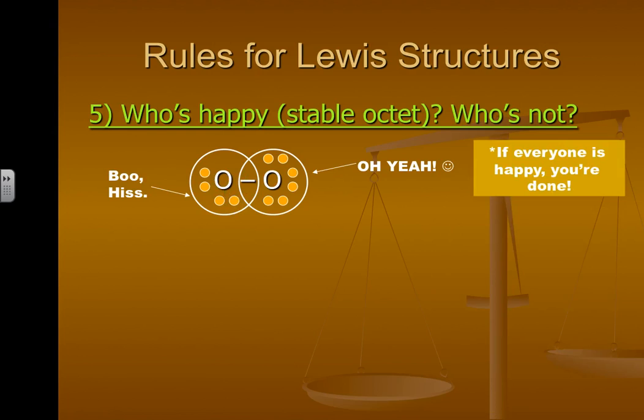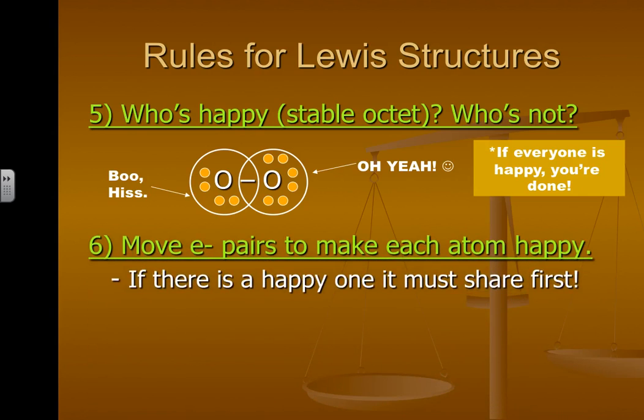Now, if everybody is happy, which of course in this case they're not, you're done. You've created your structure and you're good to go. But if everybody is not happy, now you need to do number 6, which is move electron pairs to make each atom happy. And by happy, I mean stable, I mean octet. So if there is a happy one, it must share first. In the case of what we have here, we do have a happy guy, and that's this guy here. So those 2 electrons need to be shared, which means they have to go into the middle, right?